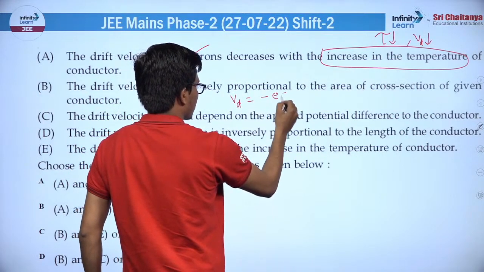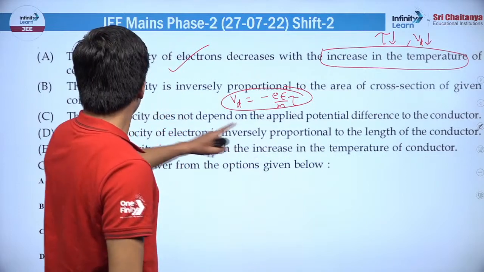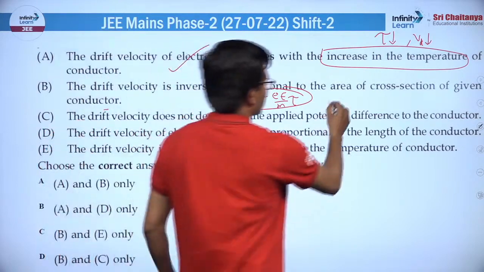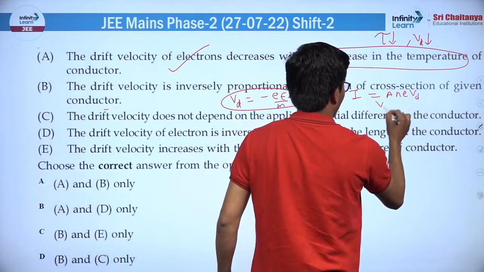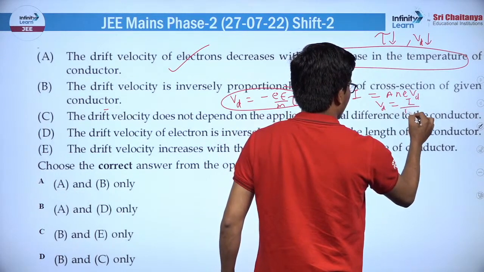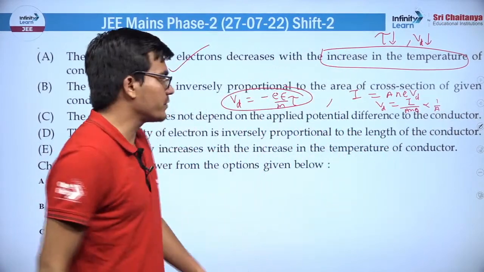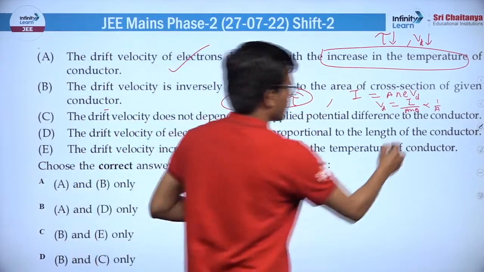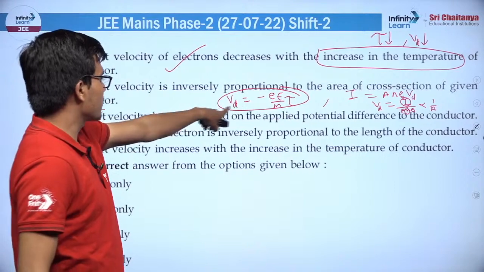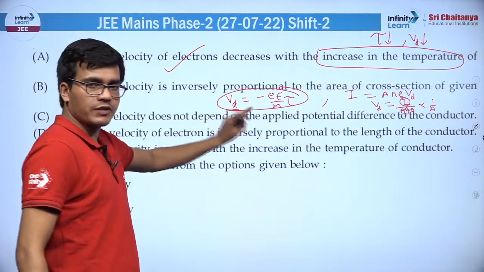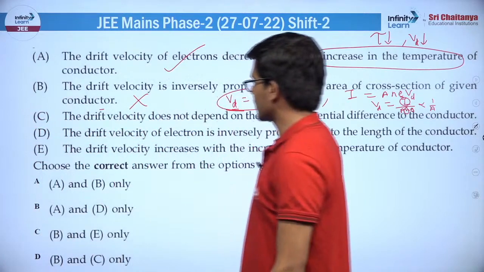The drift velocity is inversely proportional to the area of cross section of given conductor. Drift velocity is actually given by this, right? So of a given conductor, but if it is a current carrying wire, you might say from here drift velocity is actually I by nAe. So from here you can say it is inversely proportional to area, but the problem with this is they haven't given you any information about n as well as I. So apart from this, we can definitely say it is independent of area. So we will not say this one is correct.